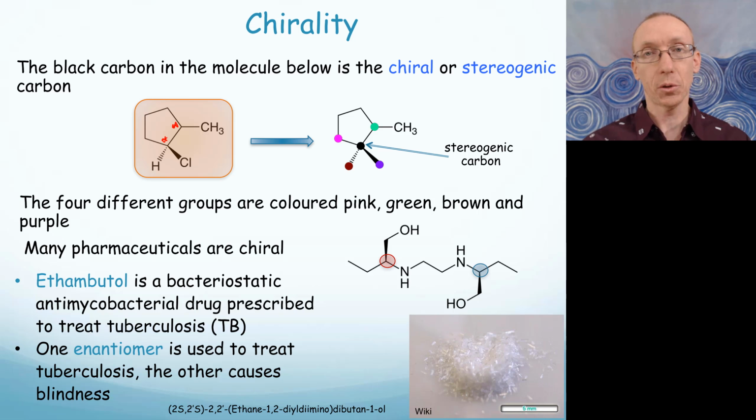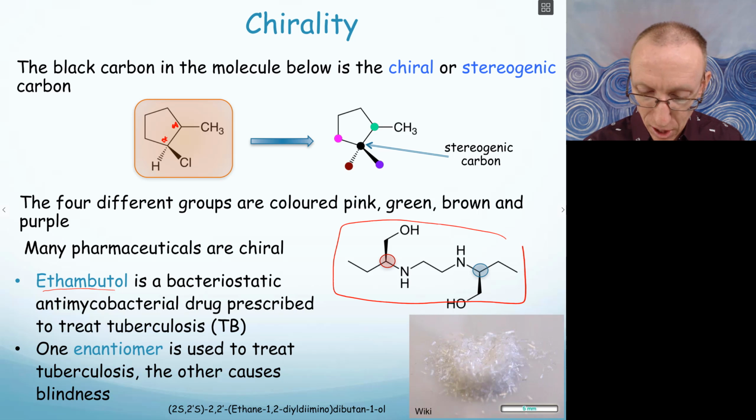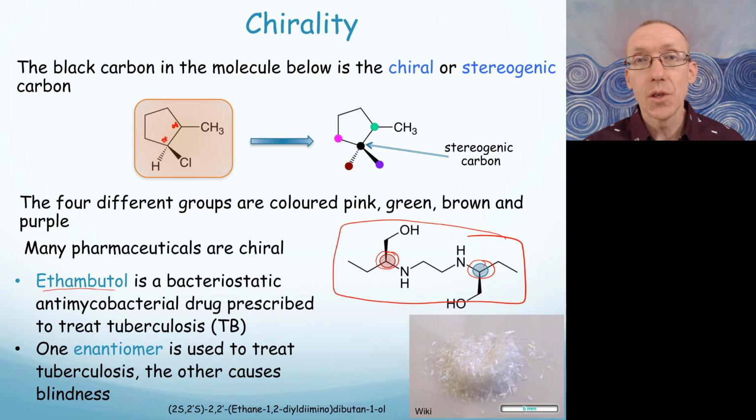Now, lots of pharmaceutical compounds are chiral. So for example, ethambutol is an antibacterial reagent that is used to treat tuberculosis. And it is this compound here, and it's chiral. It has two chiral centers that are shown in these circles here. So one enantiomer of this molecule, ethambutol, is used to treat tuberculosis, but the other one actually causes blindness.